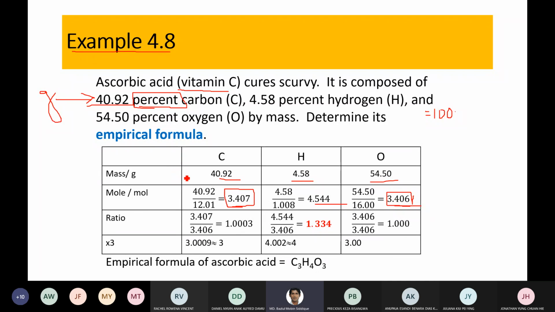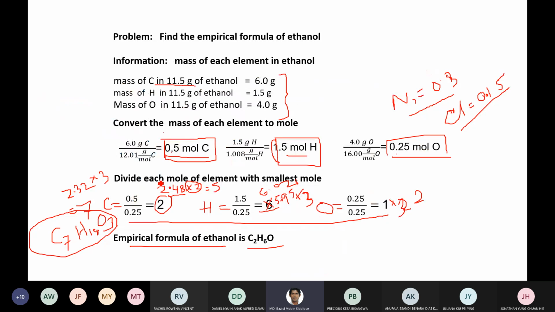If we divide by it, we find the number, almost an integer, that is almost 1, we can consider it as 1. And for this case we find a fraction, 1.33. So what we do is multiply by 3 until it becomes an integer, not a fraction anymore. And the formula of ascorbic acid is this. So now we know that this is the empirical formula of ascorbic acid.